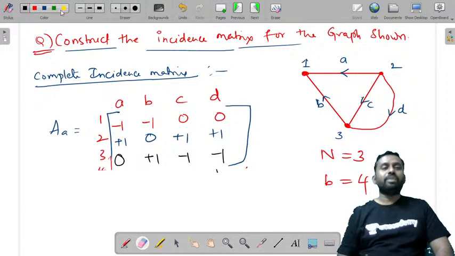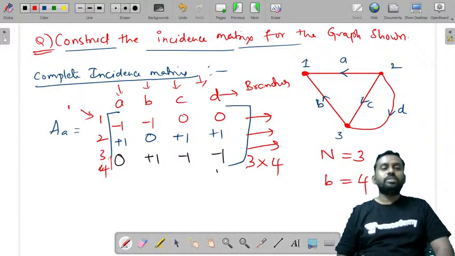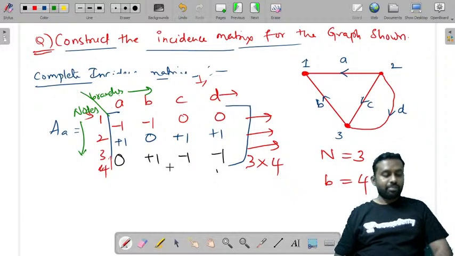And what is the size of this matrix? It is 3 by 4. You have 3 rows and 4 columns. What are the columns that denote? Columns denote branches and rows denote nodes. So you can write this as nodes by branches. These are branches, these are nodes. So this is the complete incident matrix.